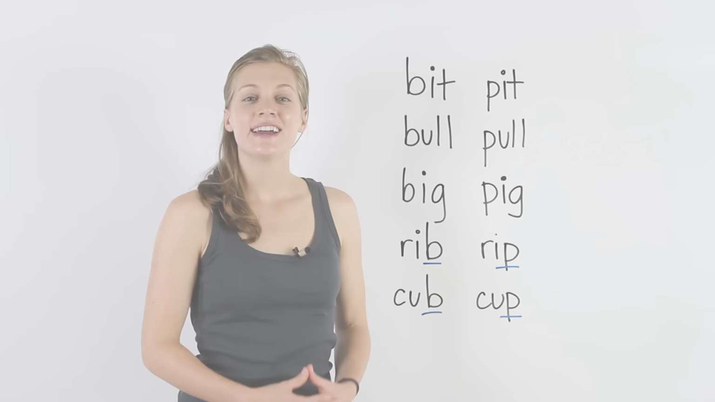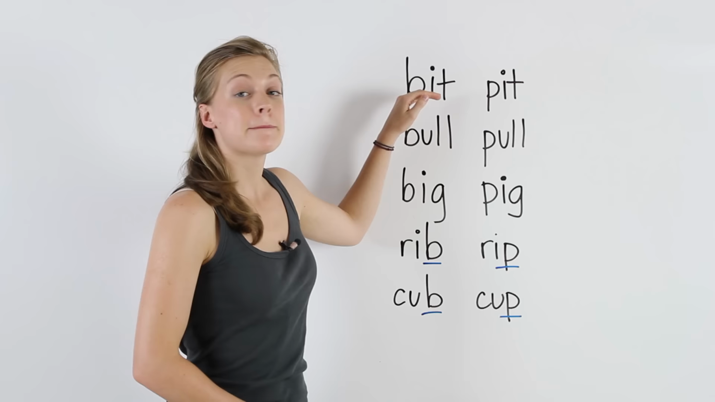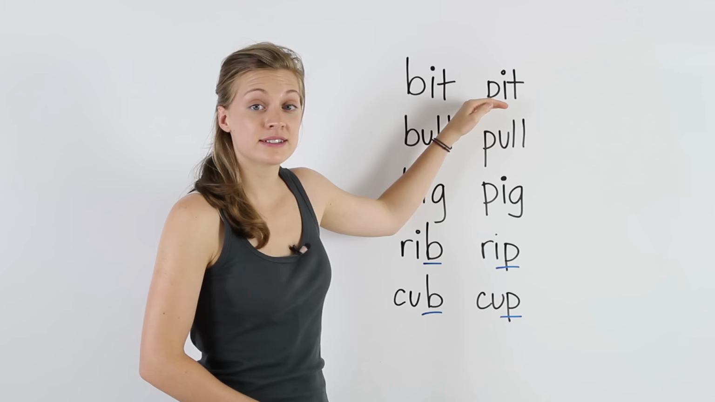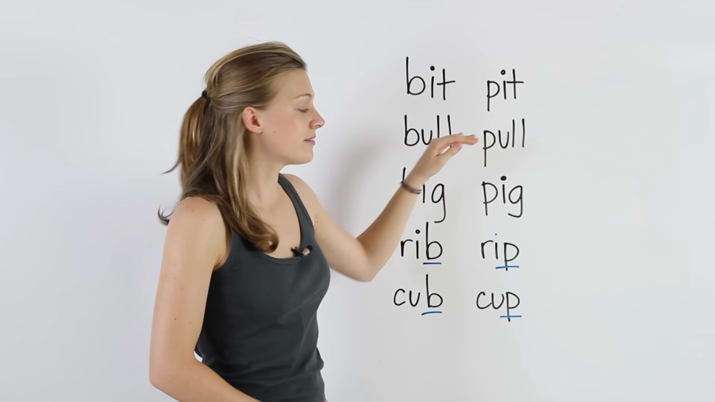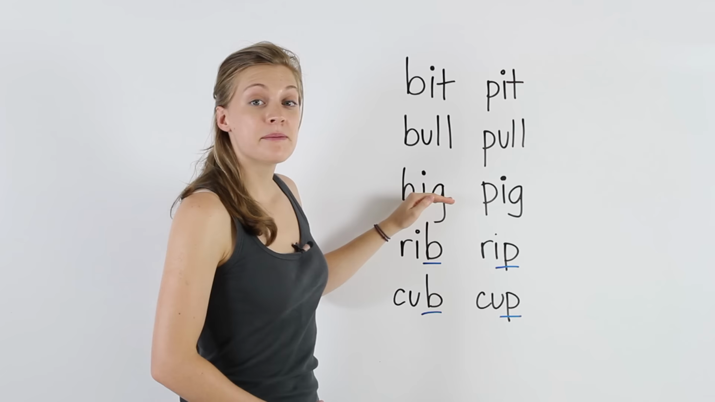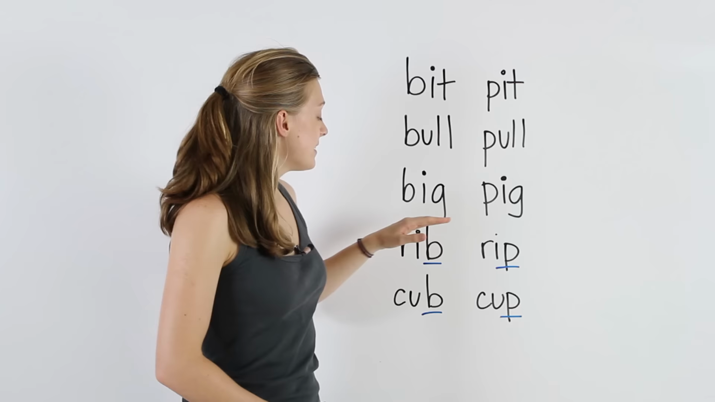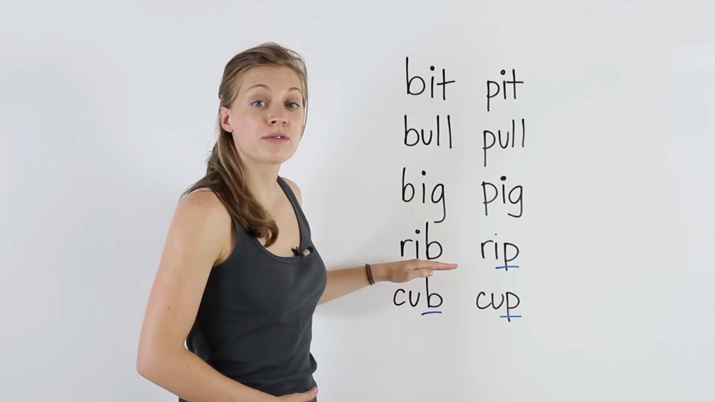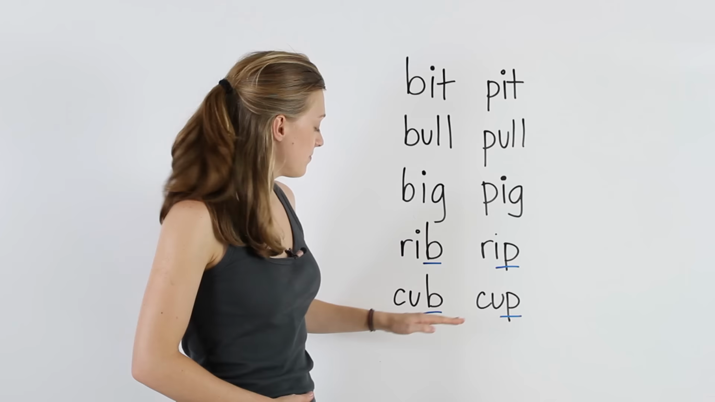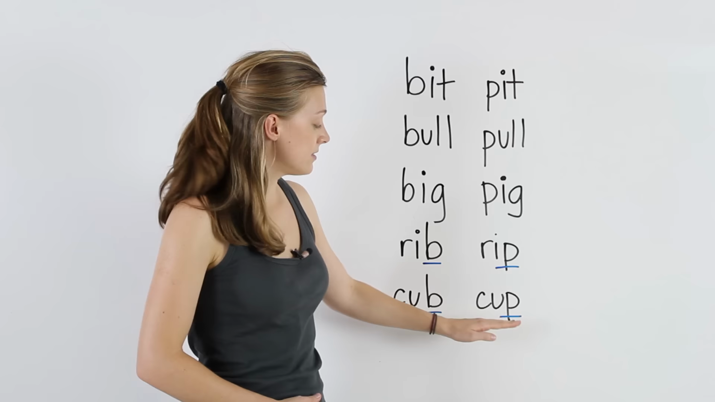Here's our next set. Repeat after me. Bit, pit. Bull, pull. Big, pig. Now notice for the next couple words, the B and the P sound are at the end of the word. Rib, rip. Cub, cup. Let's move on to the next set.